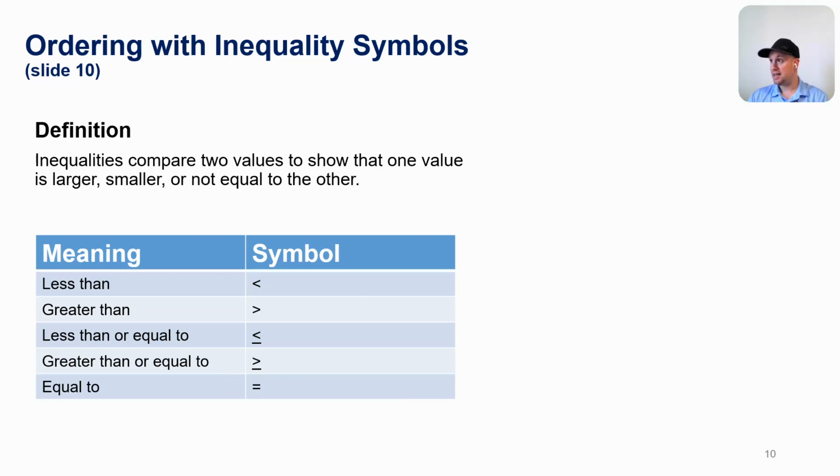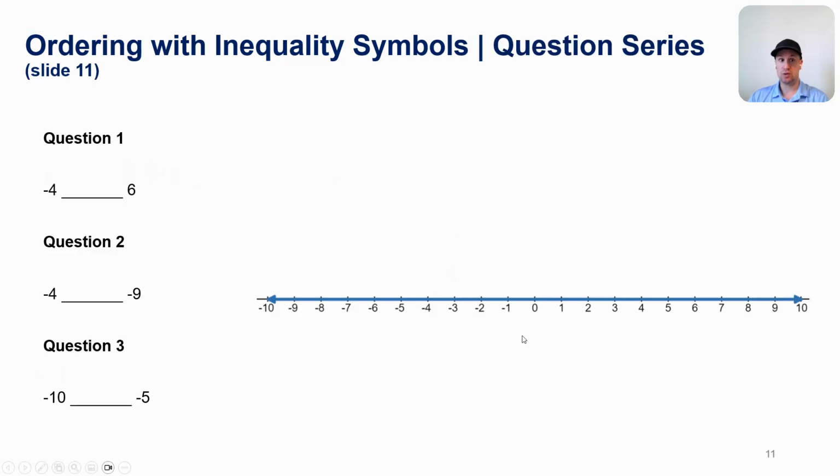So let's apply each of these different inequality symbols to the following questions. So ordering with inequality symbols. Question number 1, we have negative 4 and positive 6. This one's fairly straightforward, right? Any negative number, negative 4, will always be less than any positive number, in this case, positive 6. 6 is farther to the right on the number line, so it's bigger in value. So we would say negative 4 is less than 6 here.